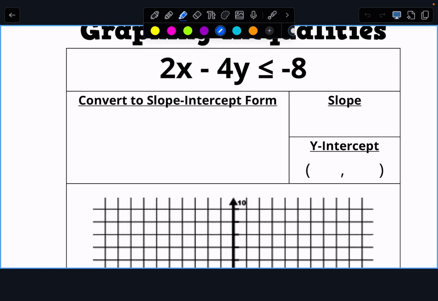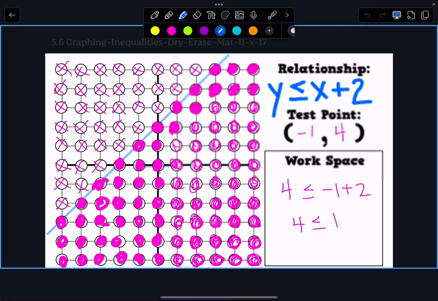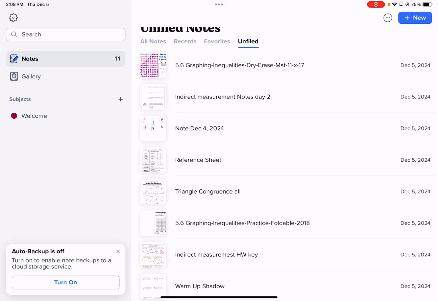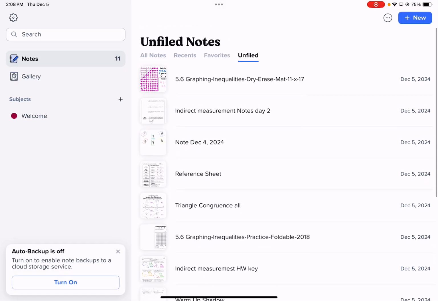Okay? Now, the inequality is basically telling us graph the line and shade one side. Because what are we shading? The side. Yes, but why? What are we coloring in? We colored in the ones that work. All the coordinates that work. Okay? That's what we're doing.